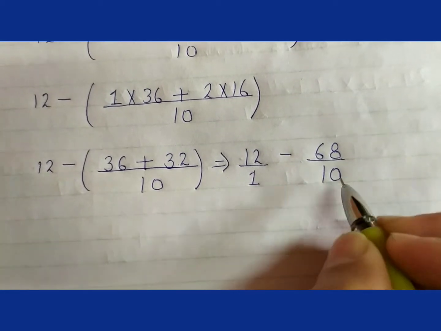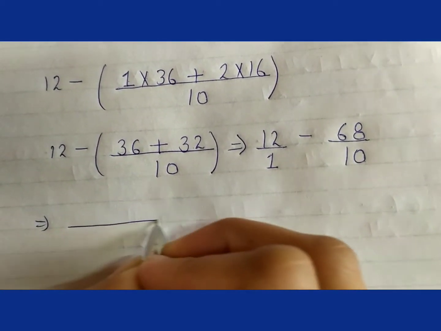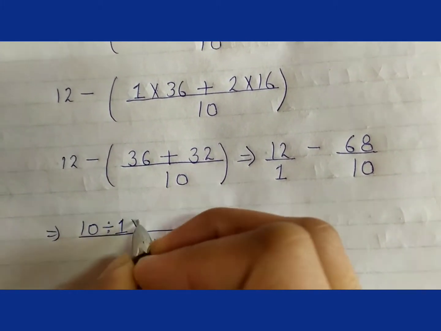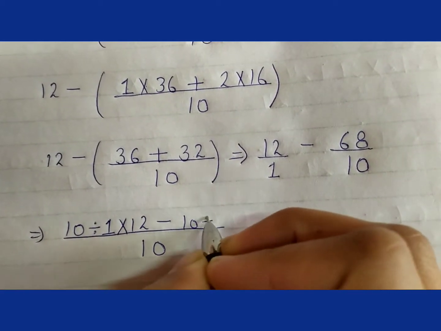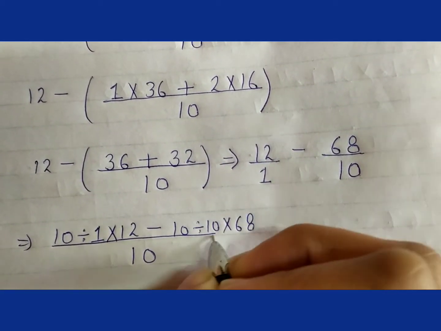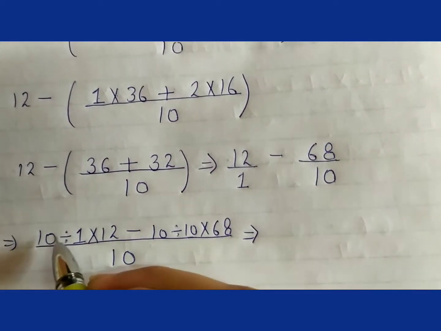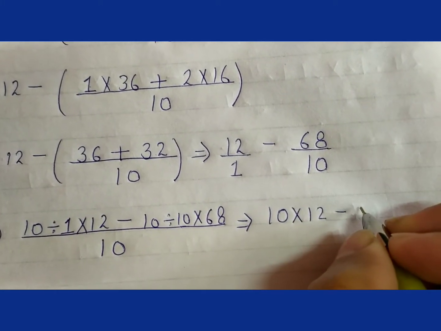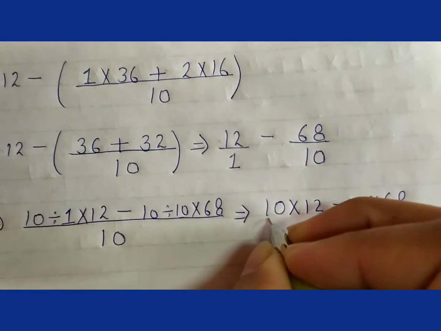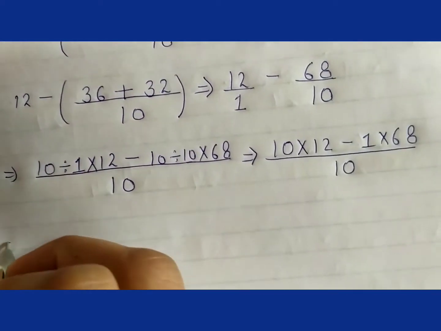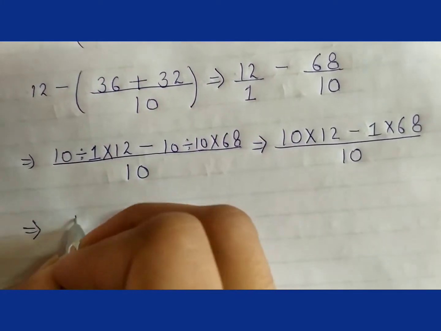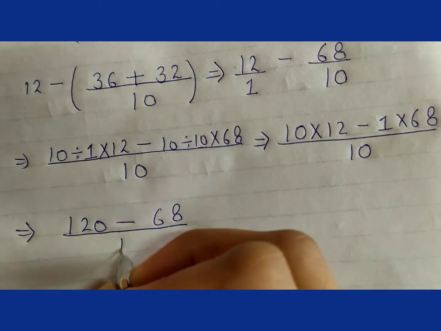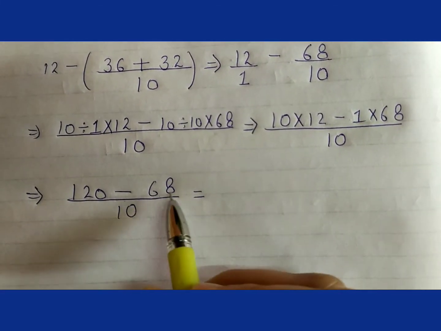The LCM of 1 and 10 is 10. Write 10 in the denominator. Again write 10 divided by 1 multiply by 12 minus 10 divided by 10 multiply by 68, equal to 10 divided by 1 is 10, multiply 12, minus 10 divided by 10 is 1, multiply 68, upon 10. 10 multiply 12, 120, minus 1 multiply 68 upon 10. 120 subtract 68.